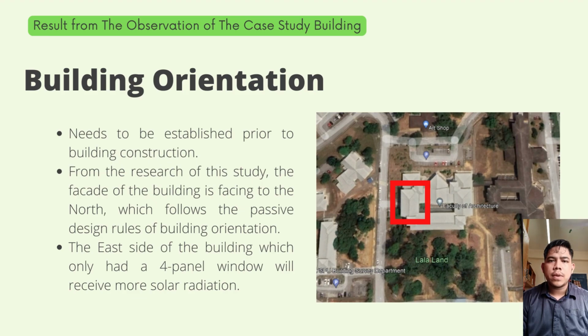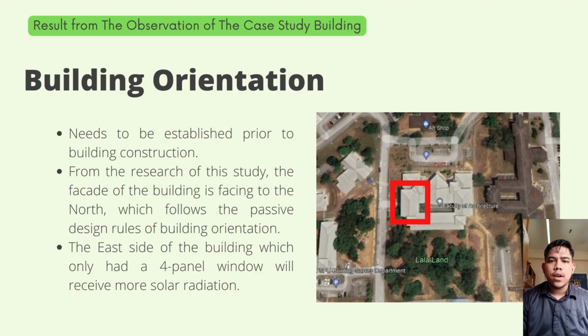Okay, today I will present the result from the observation of the case study building. The first one is building orientation. One of the components of passive design is building orientation, which needs to be established prior to building construction. From the research of this study, the facade of the building is facing north, which follows the passive design rules of building orientation.